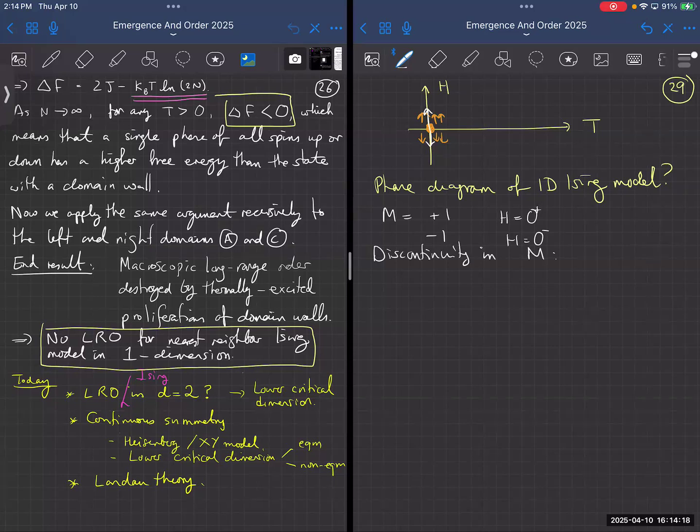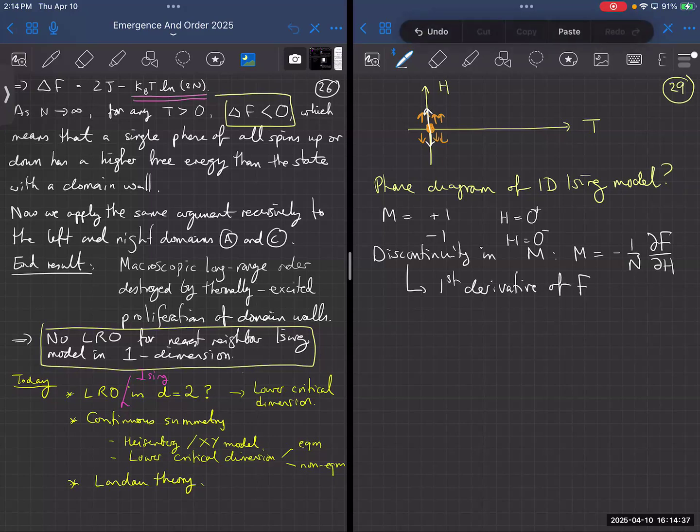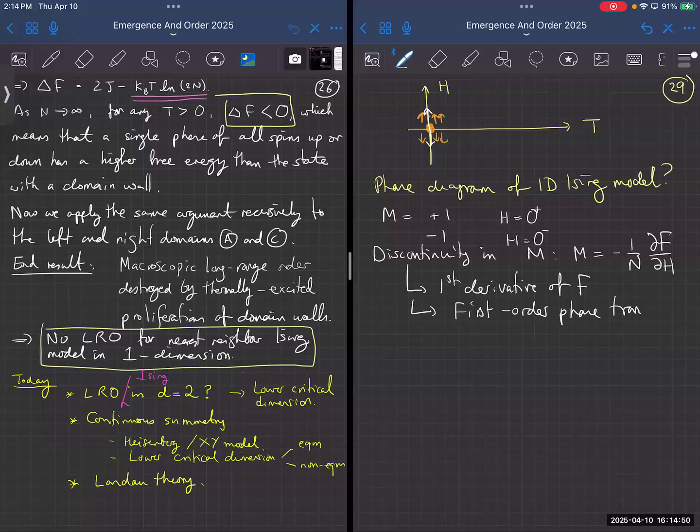And the magnetization, remember, we calculated that last time. That is 1/n dF by the external field. So what that means is that there is a discontinuity in the first derivative of the Helmholtz free energy. And that means, therefore, using Ehrenfest classification of phase transitions, that this is called a first order phase transition. And this is a first order phase transition at T equals 0 temperature.